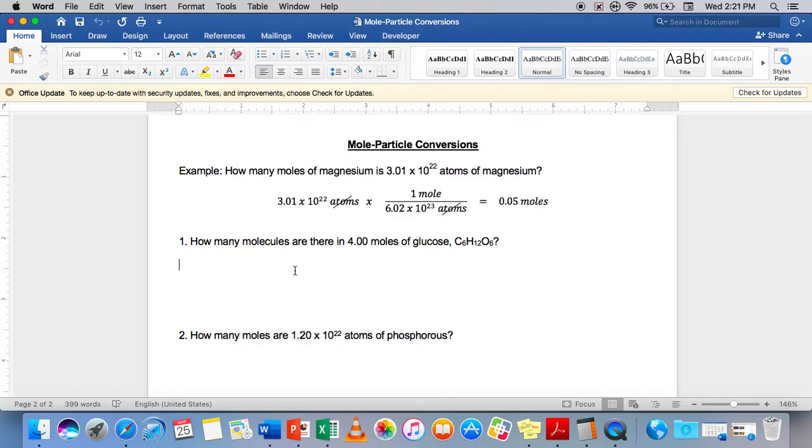C6H12O6? Okay, let's figure out, what are we given, what do we know, what are we trying to find? Well, we are given 4.00 moles. We know that. That's what number is given to us. What we don't know is how many molecules there are. So, we know what we have. We know what we have to find.